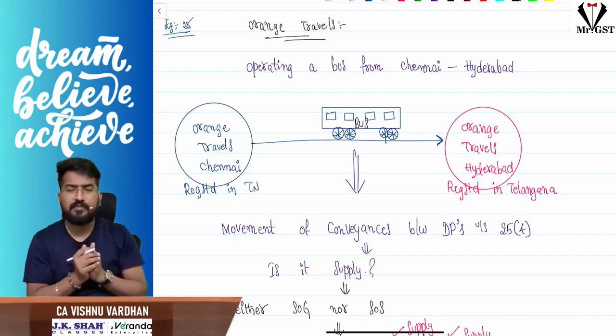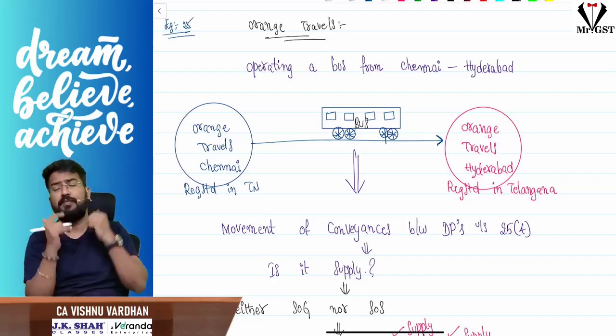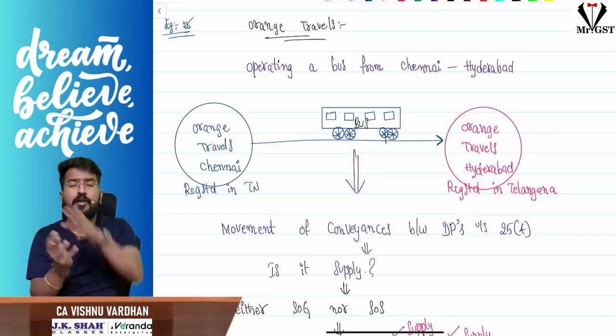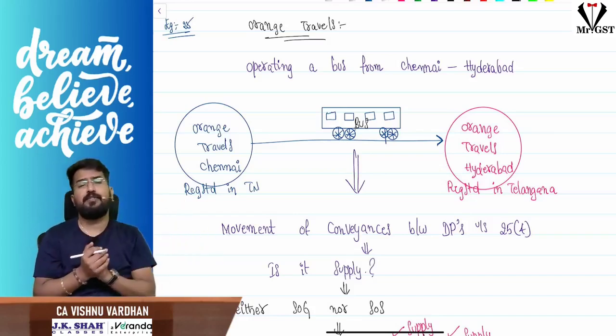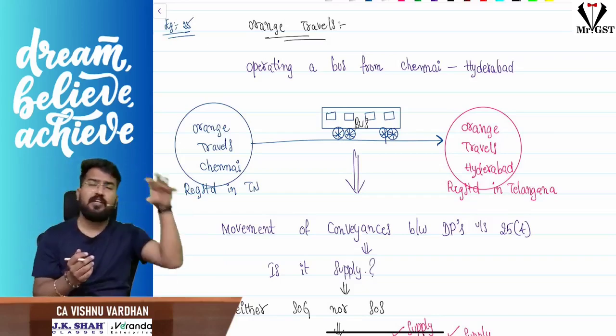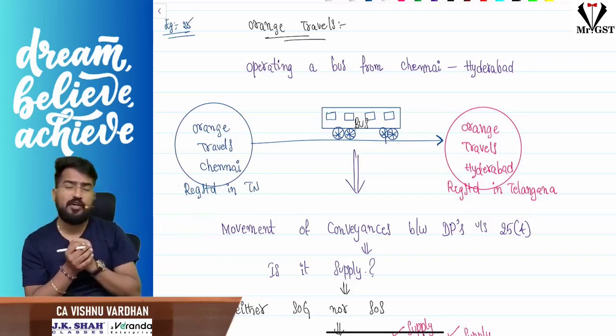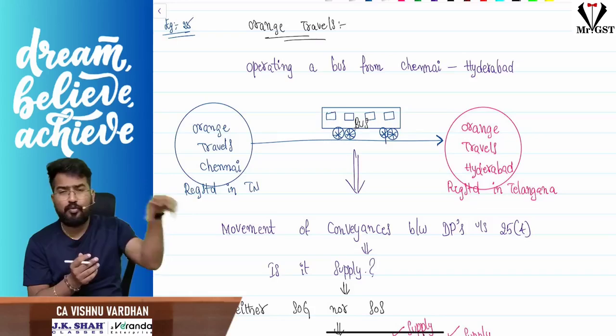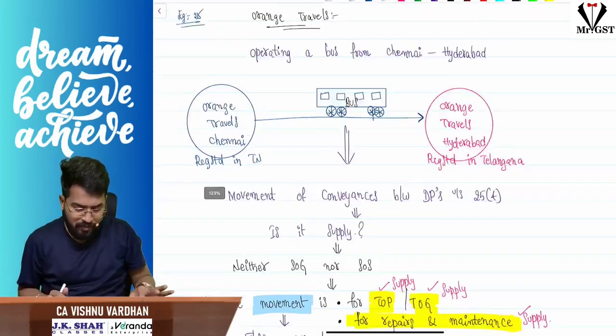Transporting the goods is supply, transporting the passengers is supply, doing repairs and maintenance is supply. But moving the vehicle for the purpose of transporting passengers, moving the vehicle for the purpose of transporting the goods, or repairs and maintenance, I repeat, that movement is not a supply. That is what we have clarified here.